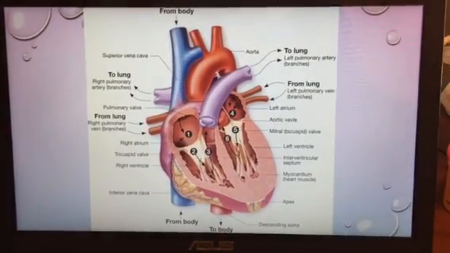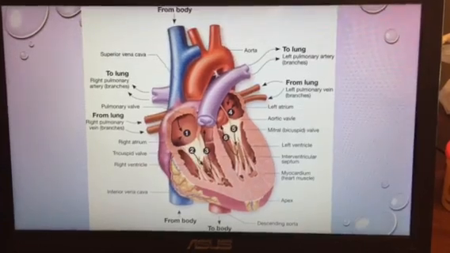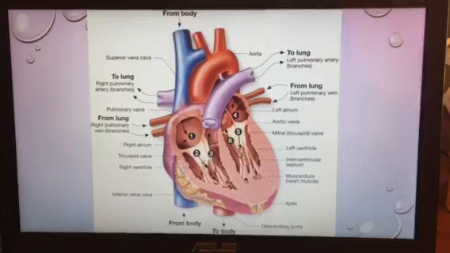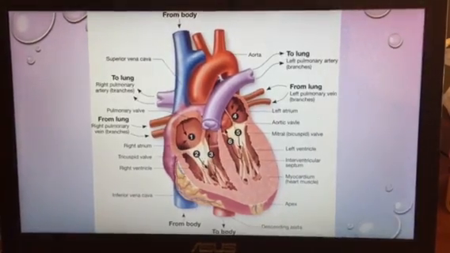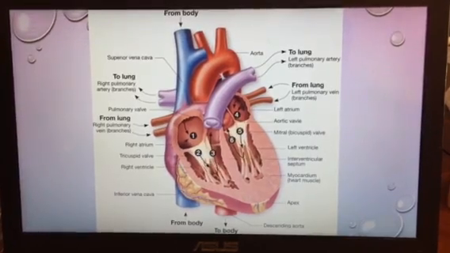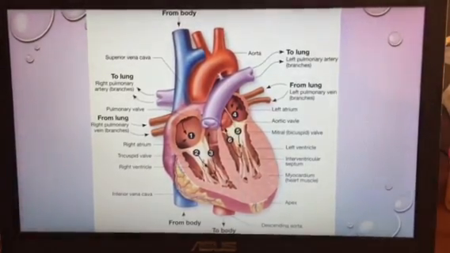The left atrium receives blood from the lungs through pulmonary veins, 2 from each lung. The blood passes from the left atrium into the left ventricle. The mitral valve prevents the blood from flowing back into the left atrium from the left ventricle when the ventricle contracts. When the left ventricle contracts, the mitral valve closes.